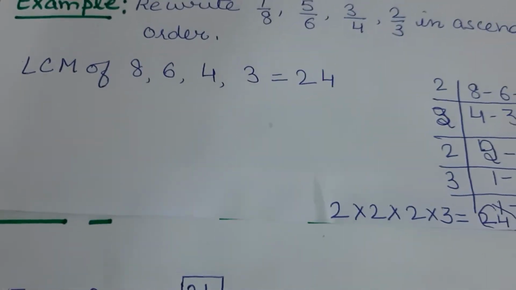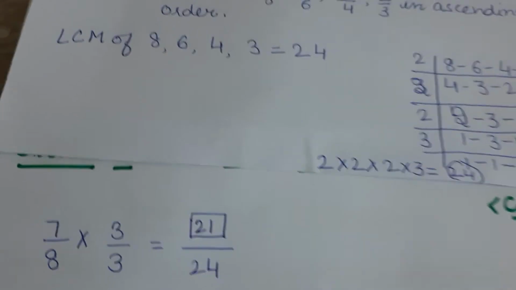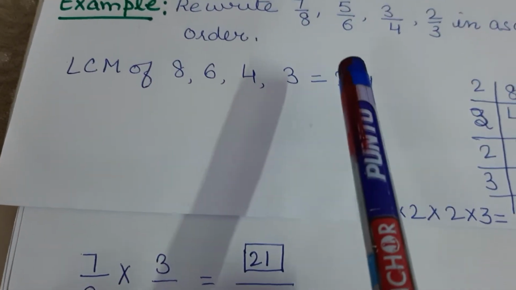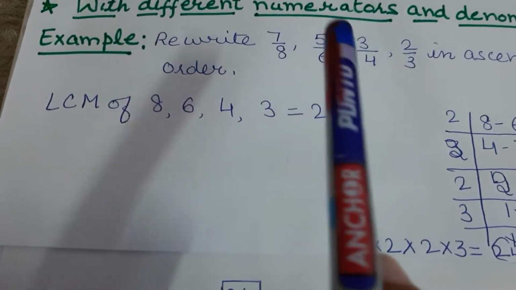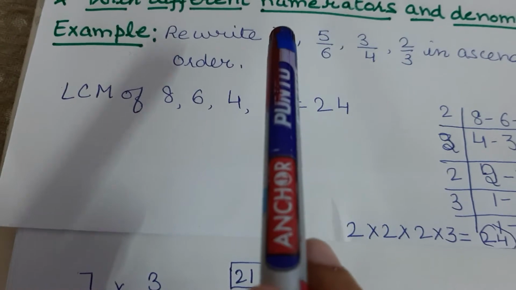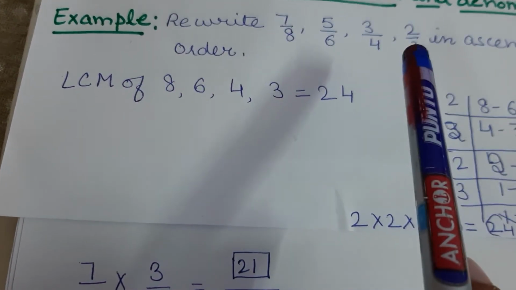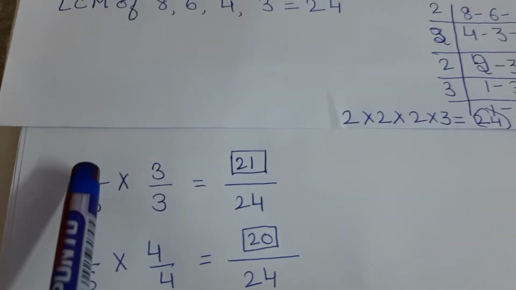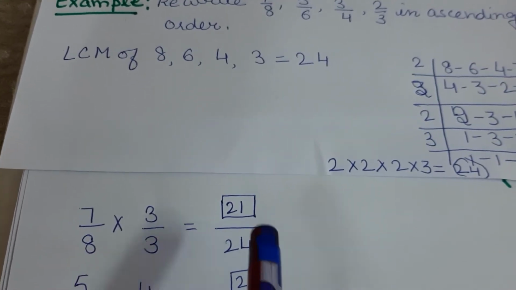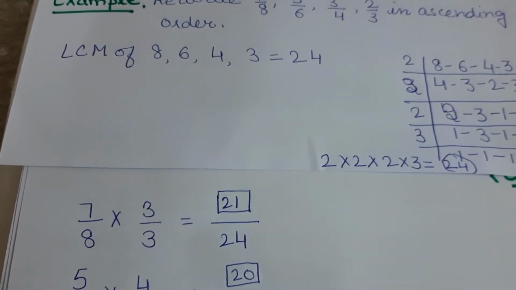We will make their denominators same. Now it means every fraction should have denominator as 24. Now we will take these fractions one by one. So 7 by 8. We will find its equivalent fraction whose denominator is 24.